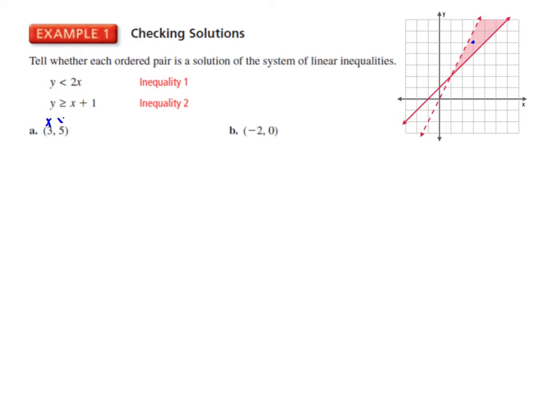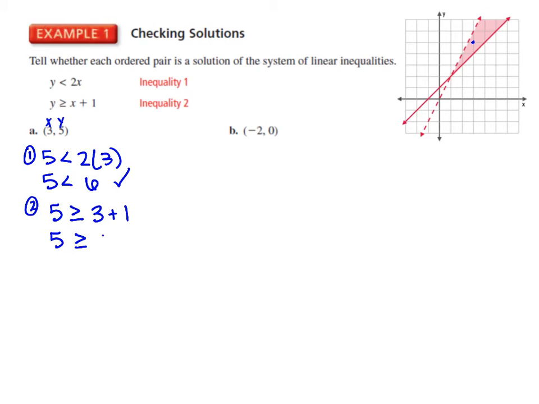So to do that, I know what x and y are, and I want to fill those into my inequalities. If I fill in 5 for y in the first inequality, it would say 5 is less than 2x, but I know x is 3. That means 5 is less than 2 times 3, which is 6, and that is true. And we want to check the second inequality also. y, so 5, is greater than or equal to x plus 1, which would be 3 plus 1. Is 5 greater than or equal to 4?